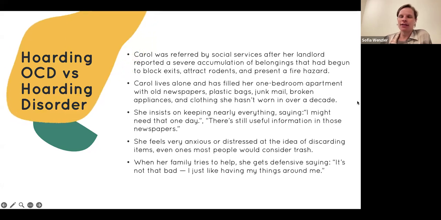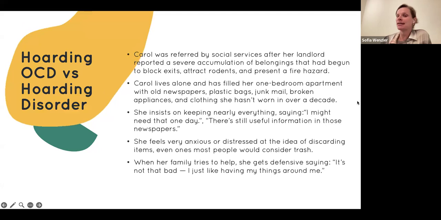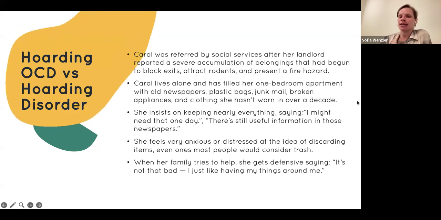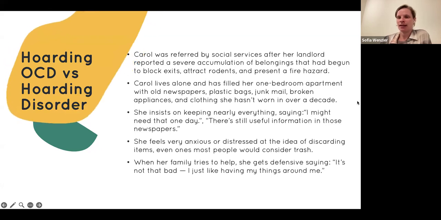For Carol, her thoughts of like, I need this, I might still use this, are ego syntonic. They are, and she believes those thoughts. She doesn't necessarily think that those thoughts are exaggerated, which again is a sign that it's probably not OCD. And her saving behavior is not a ritual to prevent a feared outcome or reduce anxiety. It's driven by sentimentality, the perceived usefulness of the items, and emotional attachment.